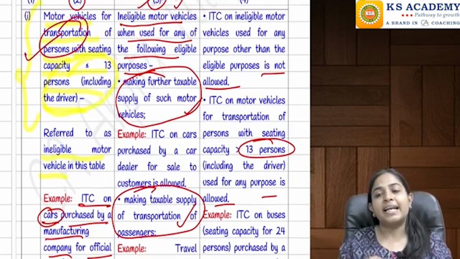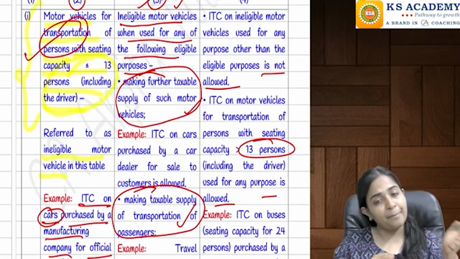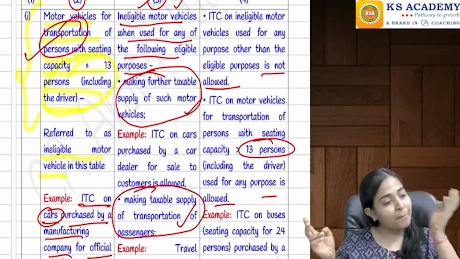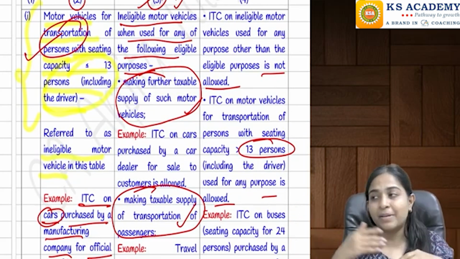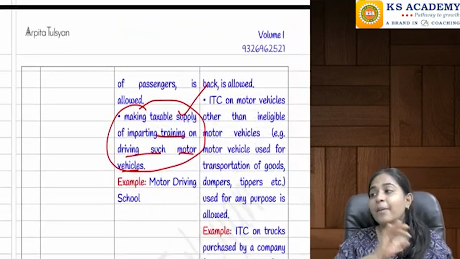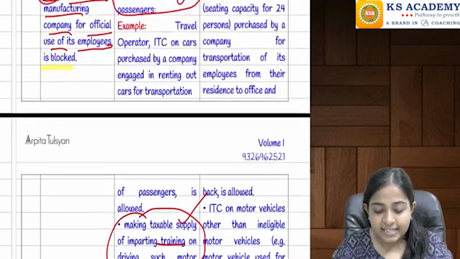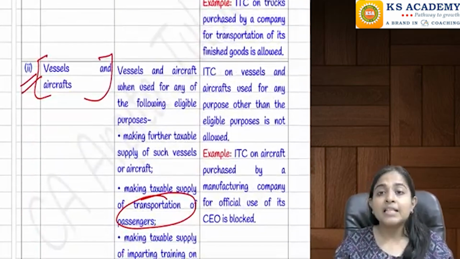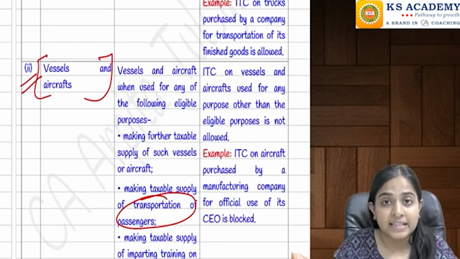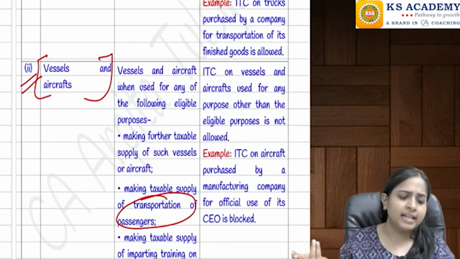But credit will be allowed in 3 circumstances. When I am engaged in the same line of business, I am purchasing a car and I am selling a car, credit is not blocked. Next one, I am purchasing a car, giving it on hire, meaning I am making a taxable supply out of it, no problem. And the third one, when I am using that car for giving motor driving services, no problem, the credit is allowed. Are you clear with this? So basically, if there is any particular motor vehicle of more than 13 capacity, or if there is any motor vehicle for transportation of goods, then the credit is allowed.